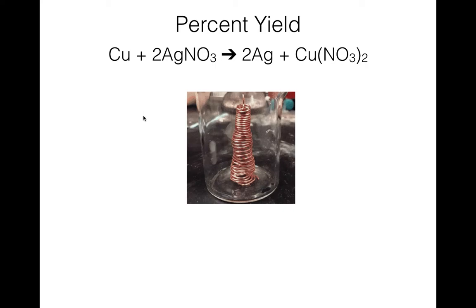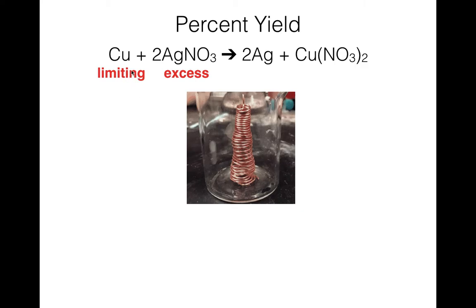So if we do that experiment, the way we're going to set it up is you need to be familiar with a couple terms. We're going to have an excess amount of silver nitrate. So that means I'm going to fill this beaker up with way more silver nitrate than we need, more than enough for whatever we want to do. The copper, though, is going to be limiting.